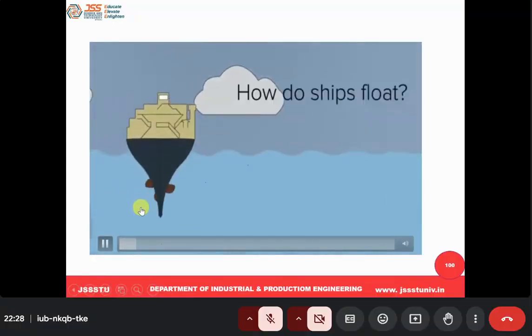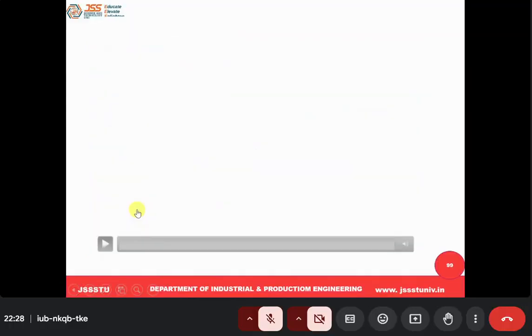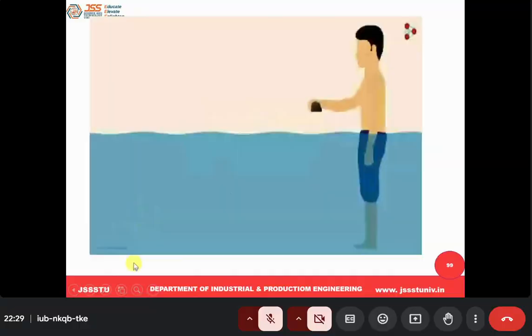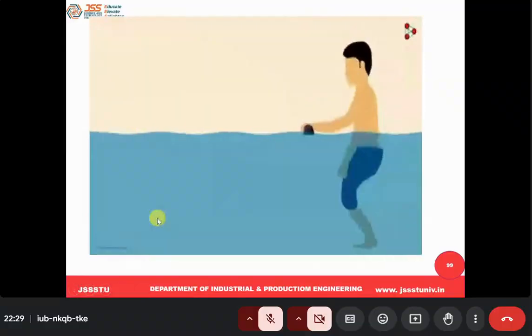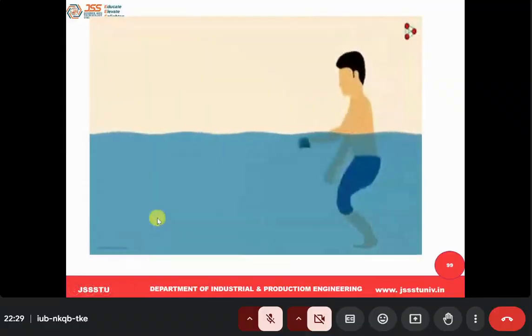How can a ship that weighs a massive amount... Say you're holding a slightly heavy object in your hand. Now, if you try to hold that object within a container full of water, you'll notice that it feels lighter. It doesn't feel heavy at all.